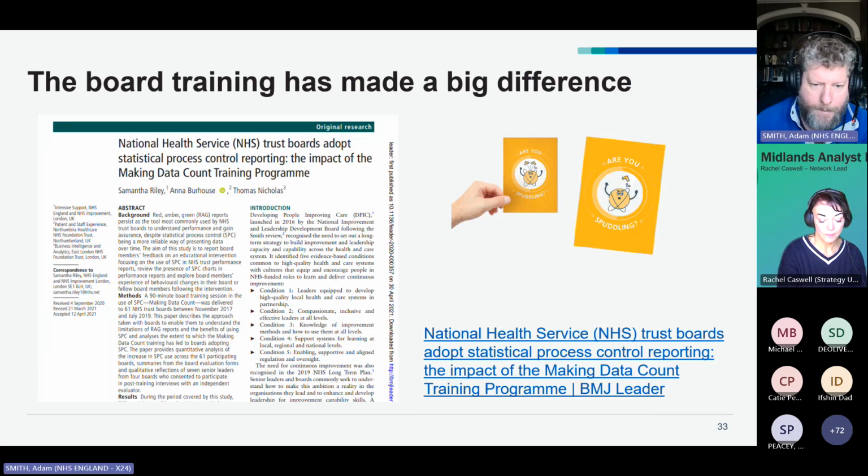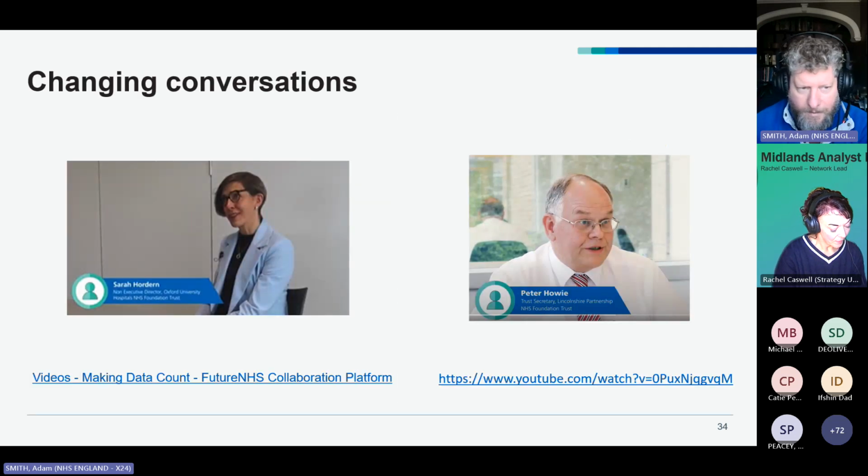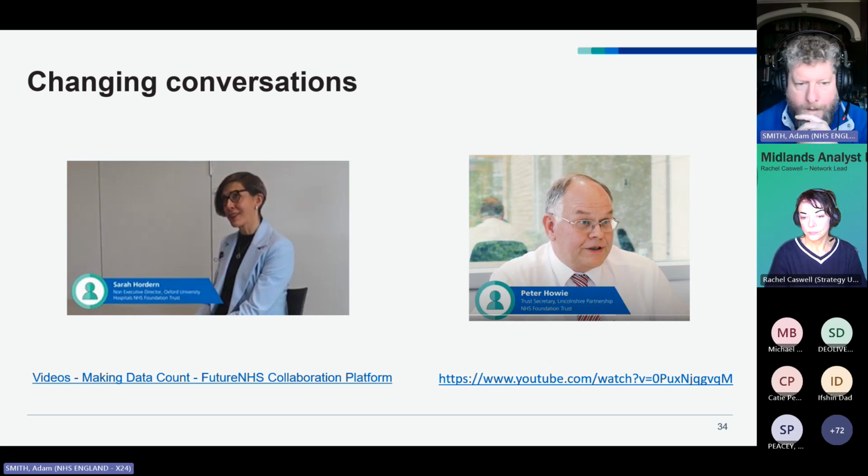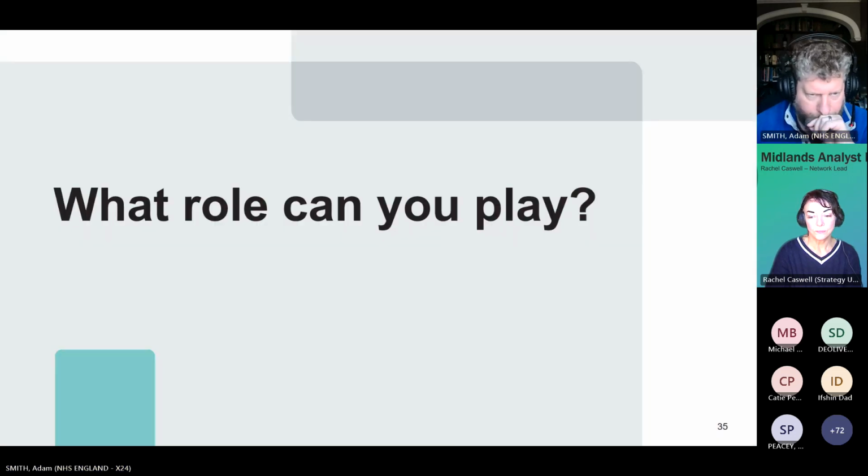Sam's also had a paper published in BMJ Leader about the impact of our training. Another set of spuddling cards in there because we talk about spuddling. So if you're interested, have a look at that. We've then got some videos that might be helpful. We've got videos on a future NHS platform. I've got a link for that in a second. And there's a couple of things on YouTube as well. So if you want to learn a bit more, there's some clinicians talking here, which is also really, really valuable, I think, about the impact it has for them.